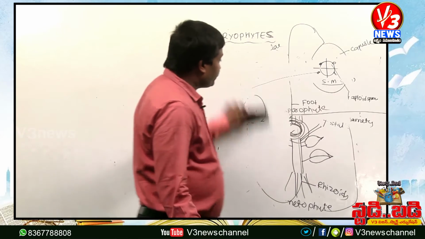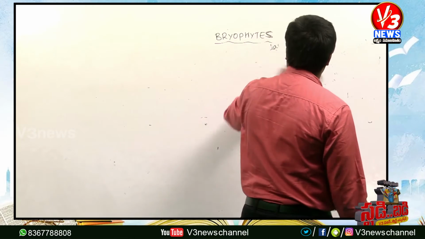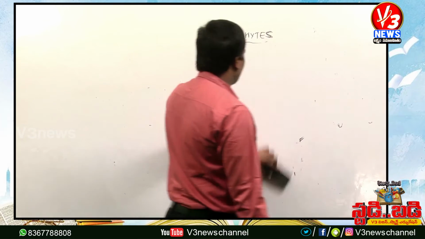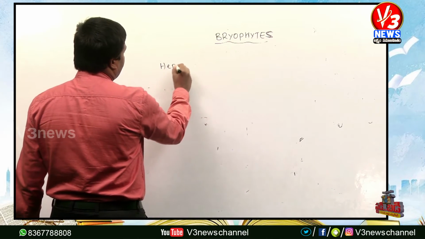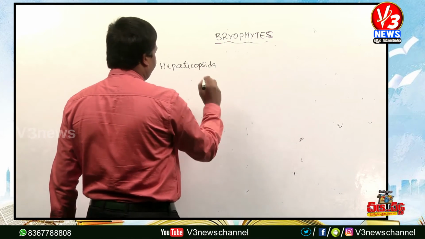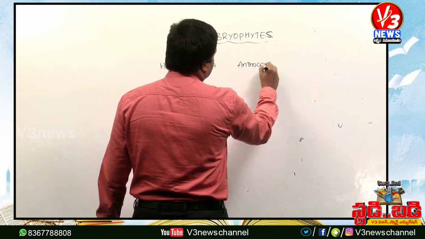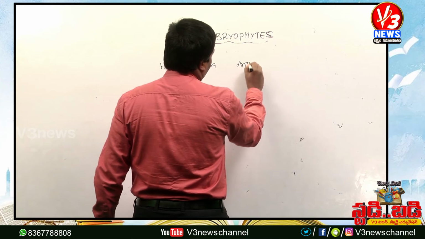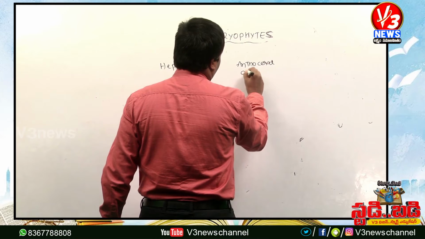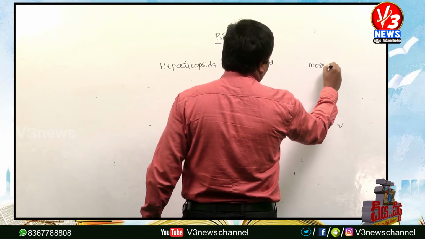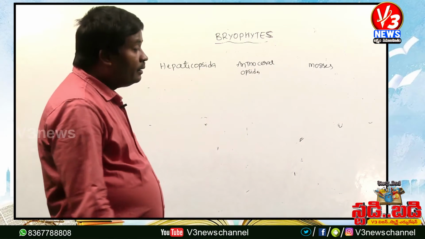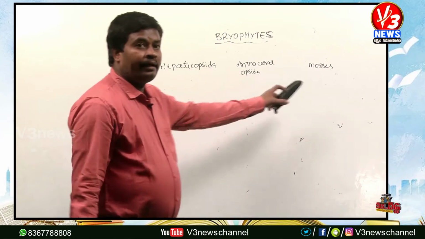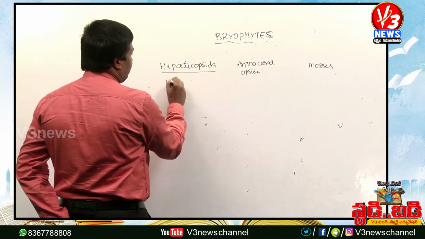Then next, in Bryophyta there are three classes. Like algae. What are the three classes of algae? Chlorophyceae, Phaeophyceae, Rhodophyceae. Like that, in Bryophyta also there are three classes: Hepaticopsida, Anthocerotopsida, and mosses. Like algae, there are three classes in Bryophyta. What are the three classes? Hepaticopsida, Anthocerotopsida and mosses. Hepaticopsida includes liverworts.